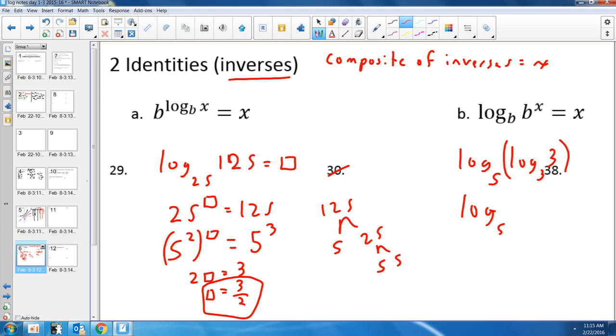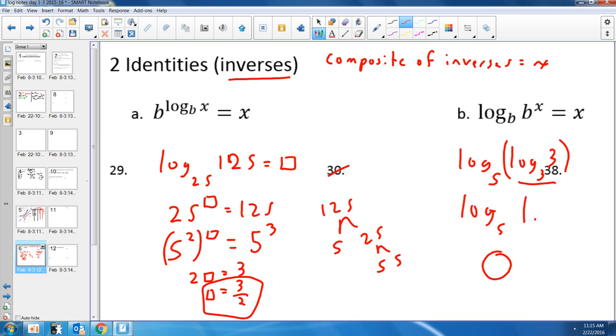Some of you don't have to say 3 box equals 3. You can just know 3 to the first is equal to 3. So you now write this is the same thing as 1. And now the question is the same idea. 5 to what exponent equals 1? 5 to the 0 is equal to 1. And now you're done with that problem.